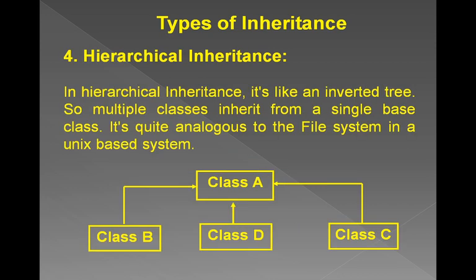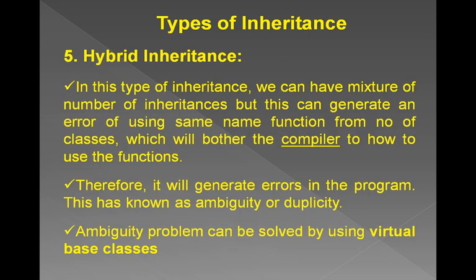Fourth one is hierarchical inheritance. In hierarchical inheritance, it's like an inverted tree. So multiple classes inherit from a single base class. It's quite analogous to the file system in a Unix based system. That is, class A is inherited by class B, class D, and class C, etc.